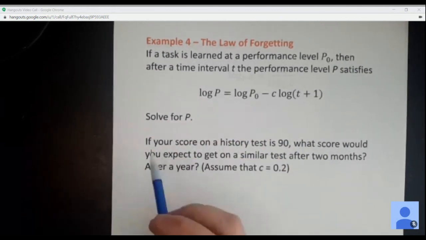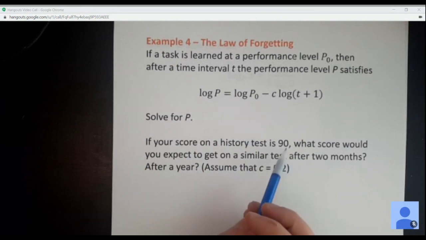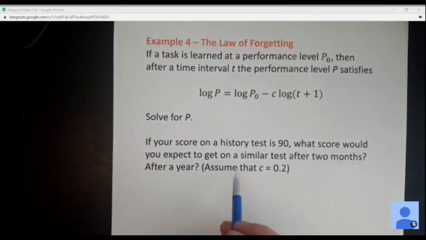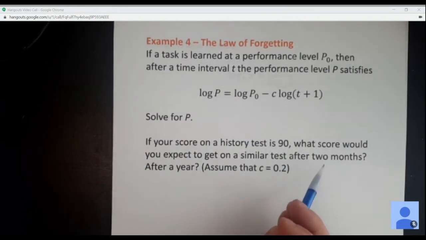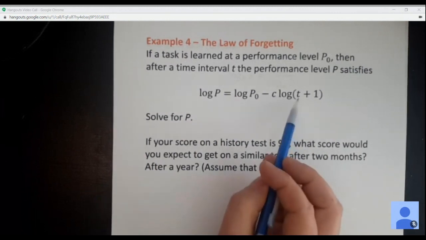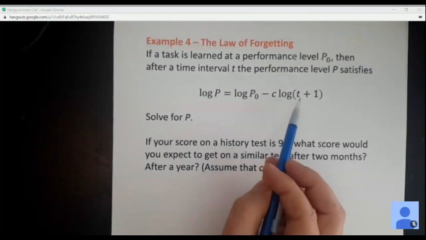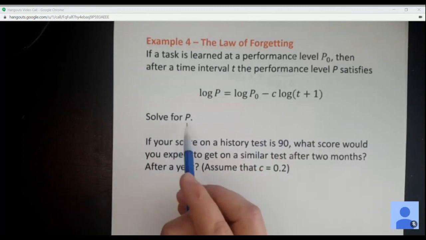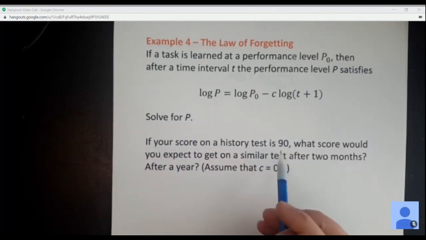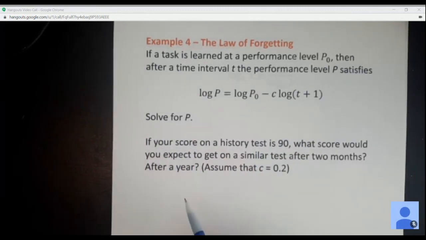So what this is saying is, if your score on a history test was a 90, what score would you expect to get on a similar test if you waited 2 months, right? And so we're going to assume in this case that T is in months. That's our time. So the first thing we want to do here is solve for P, and then we're going to use this information to figure out what would our new score actually be if we were to wait, okay? How could we solve that first equation for P? That's the question. So what could we do first if you think we're going to try to get P by itself?